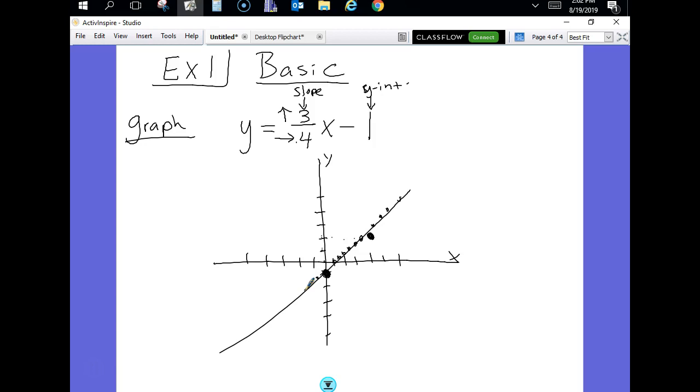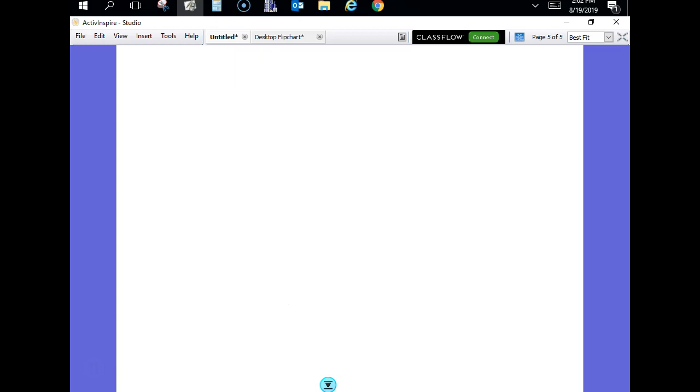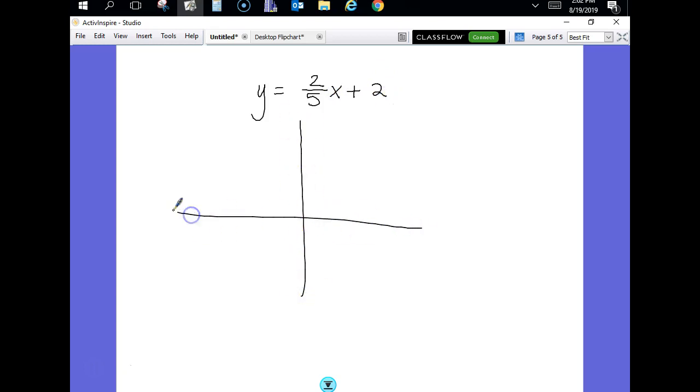Okay, so let's do another one real quick. We'll go a little bit faster through example 2, and then I'll let you guys practice one. Ready? Y equals 2/5 x plus 2. Okay, so I'm going to go a little bit quicker through this one now that we've got all the good stuff out of the way. Make a graph.